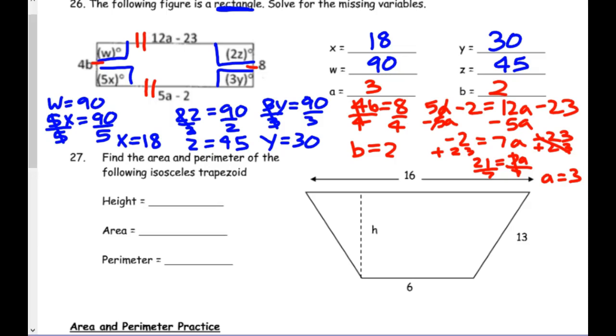27, find the area and perimeter of the following isosceles trapezoid. Okay, so to figure out this height, you're going to have to use the Pythagorean Theorem. Now, I'm telling you, you're not going to have one this difficult on your test.